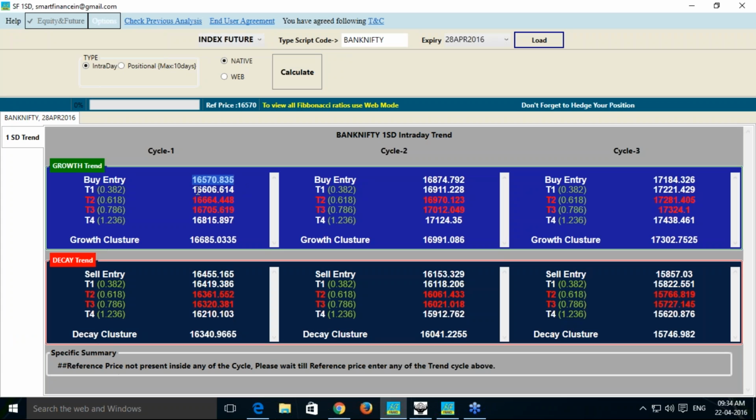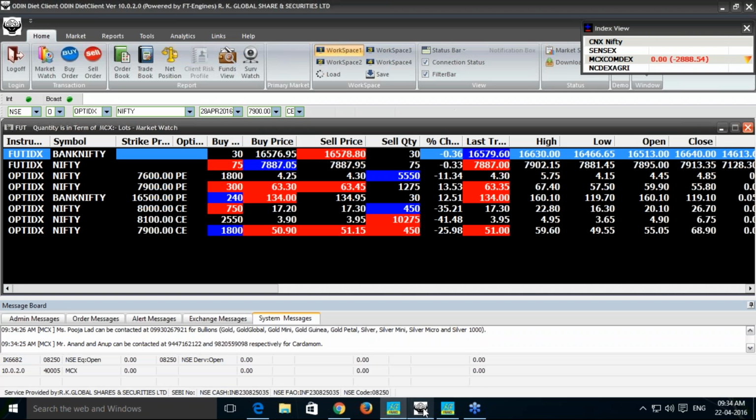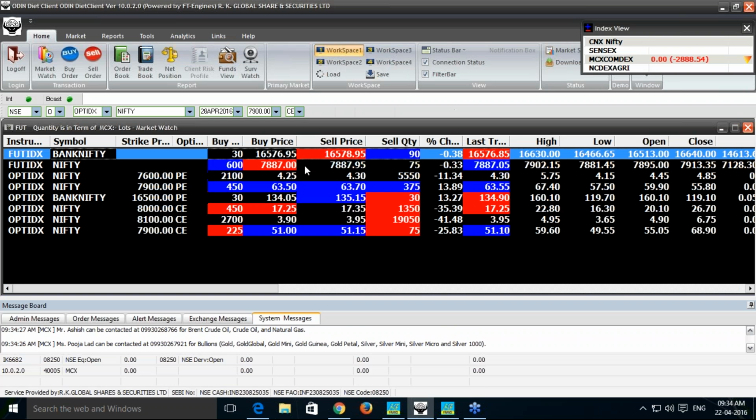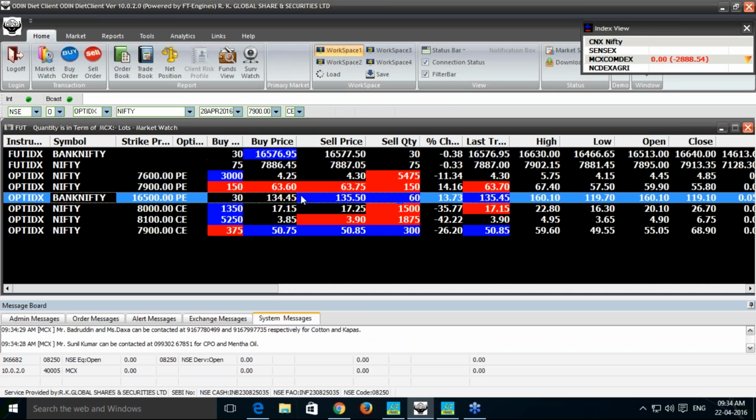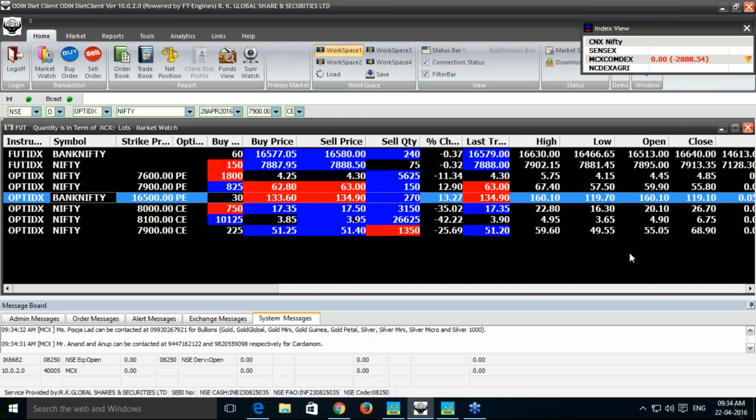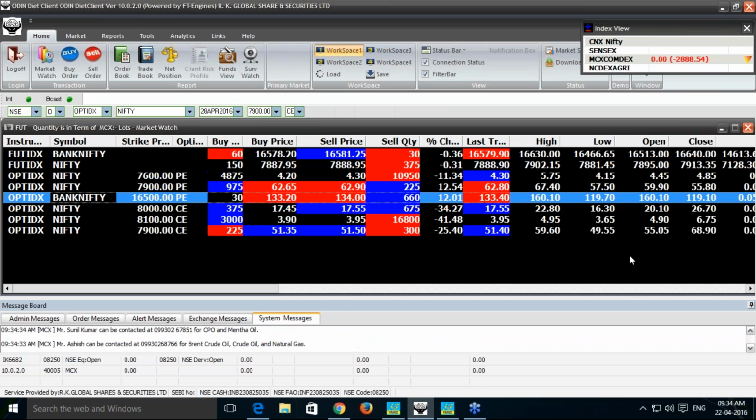So Bank Nifty is 16,571 it has given. First target is 16,606. 16,664 to 705 is the death zone. So I will be using the trailing, and sell entry at 16,455. If I'm buying here, I must hedge it with the 16,500 put option. This is what I'm also recording.